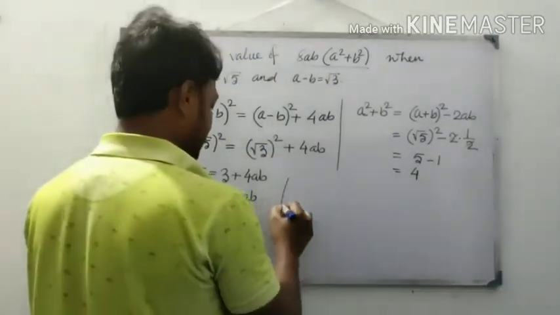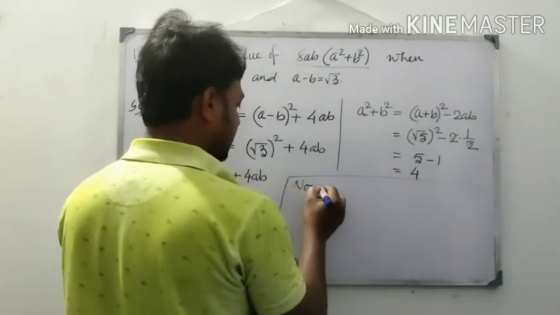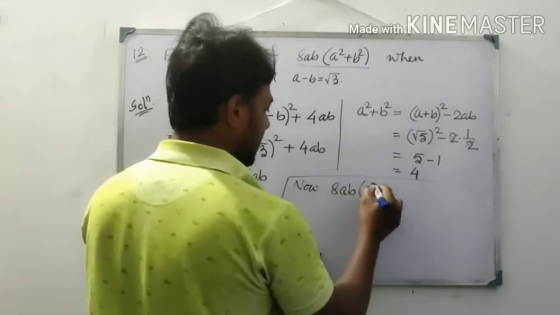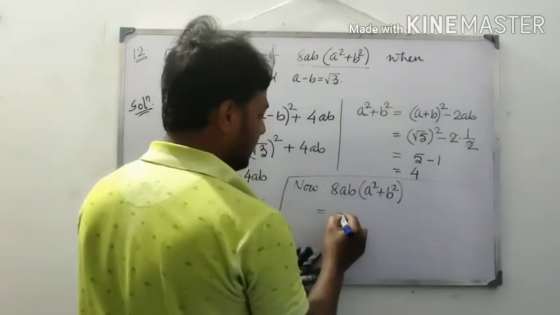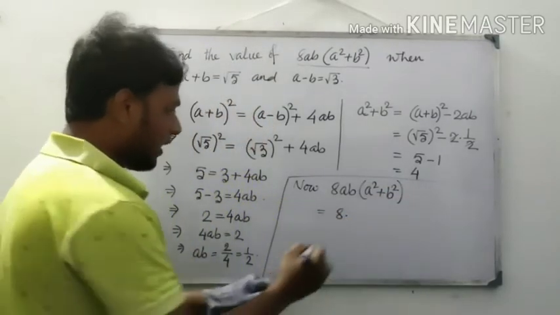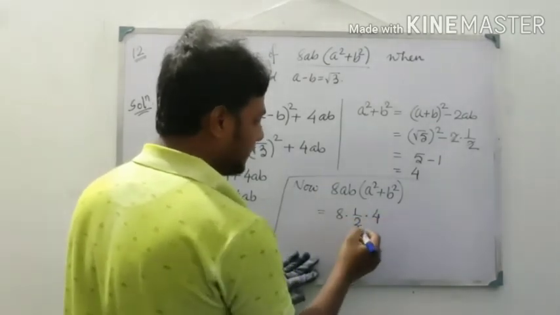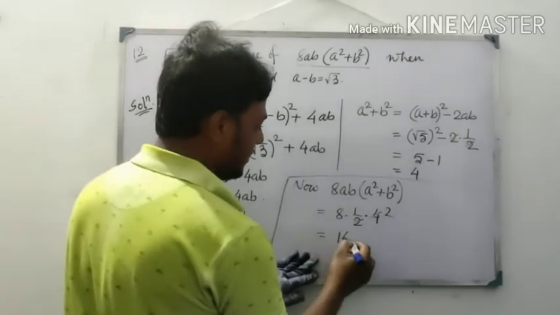So the last part is there. Now 8ab into a square plus b square equals, put the values, 8 into ab, which is half, and a square plus b square, which is 4. So 2 times 4, that is 8, into 16... This completes the solution.